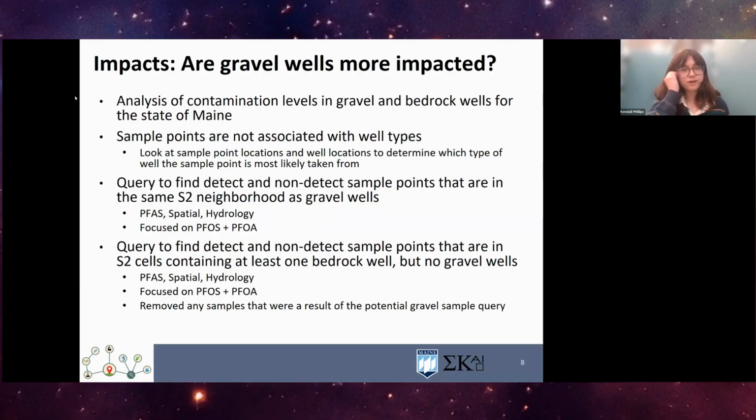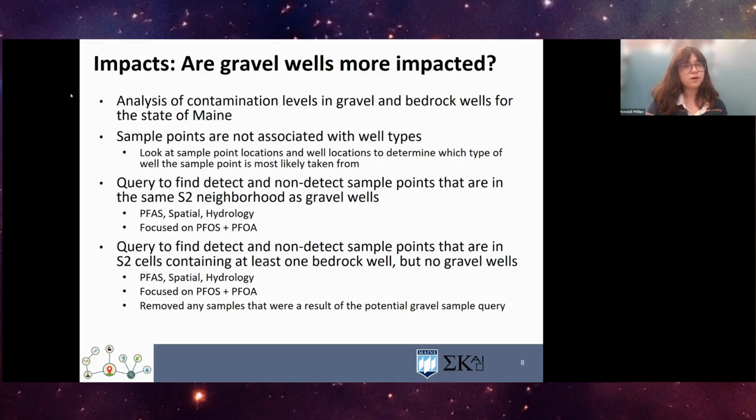And so then the second query was to find both detect and non-detect sample points that are near bedrock wells. So there, I just looked at an S2 cell containing at least 1 bedrock well, but no gravel wells. And for this query, I casted a smaller net because there are way more bedrock wells in Maine than there are gravel wells. So if we did the S2 neighborhood, we would get virtually every sample point in the state. So that's why I just kept this one to a smaller area.